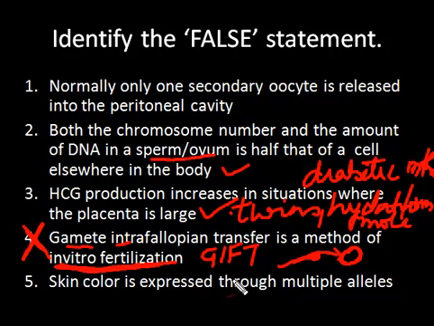But let's look at the last one, which says skin color is expressed through multiple alleles, and this is true. That's why you have the ranges of skin color. When people of different skin colors marry, the children may be of varied color, and that's because skin color is expressed through multiple alleles.